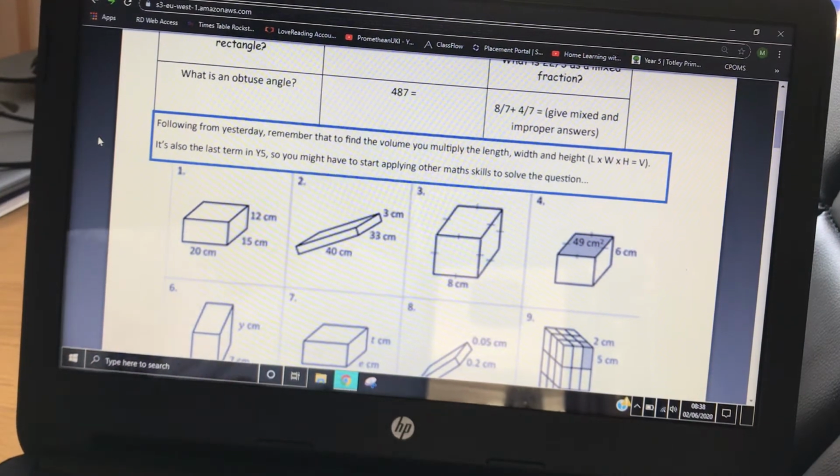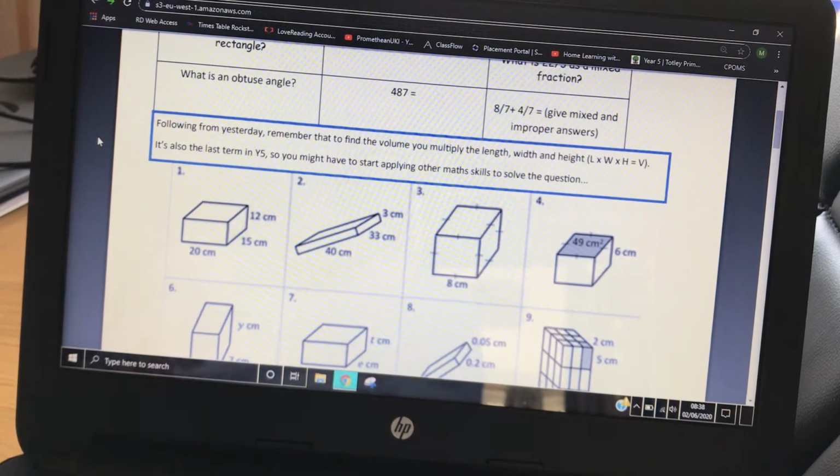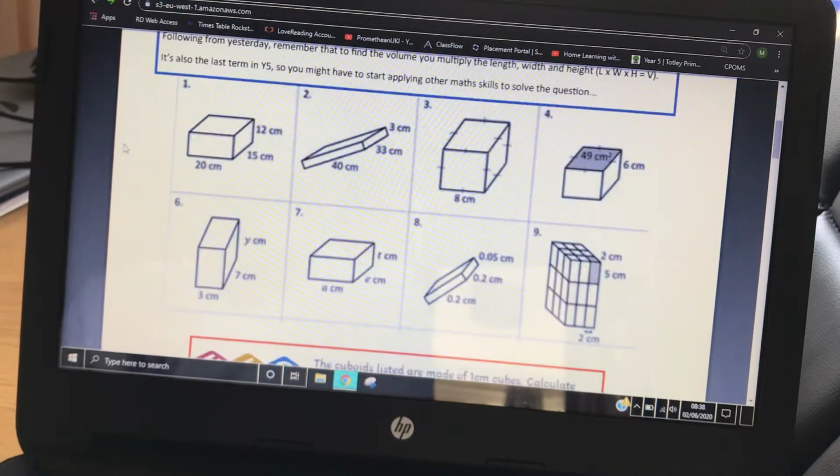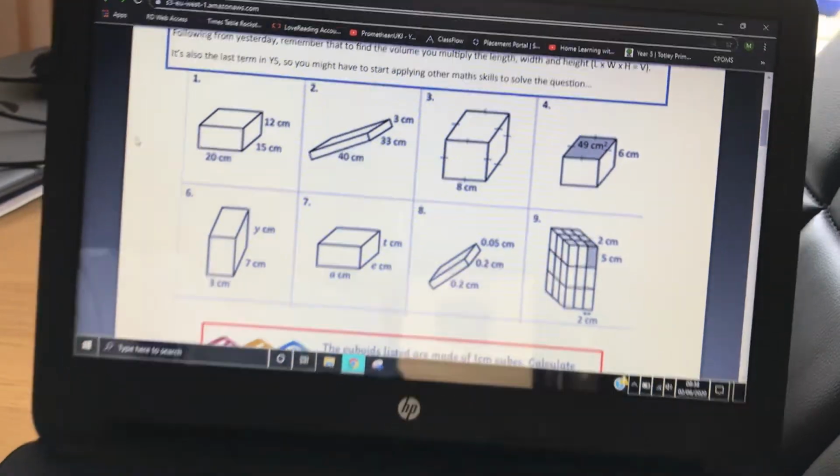It's not just going to be, here's a volume question, and it's, oh yeah, 7 times 3 times 2. They will want, you need to be able to show that you understand what volume is and apply all the math skills to it. So, we'll go through these.